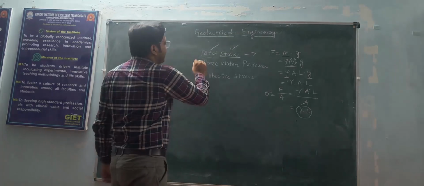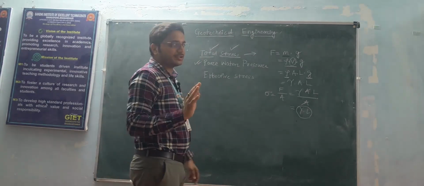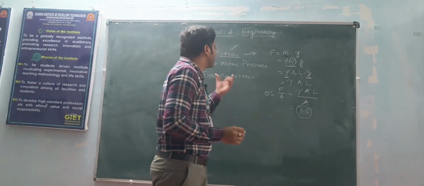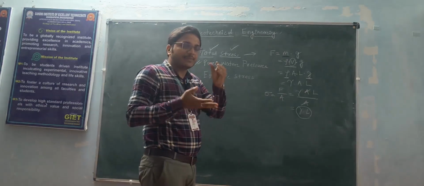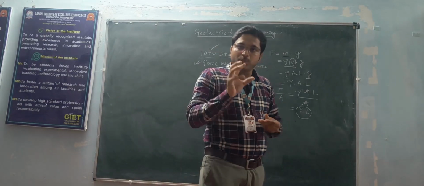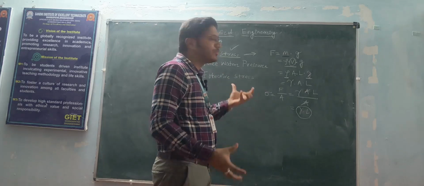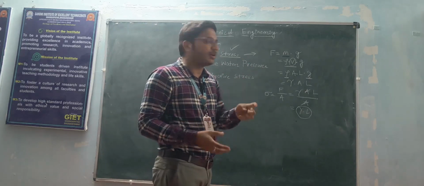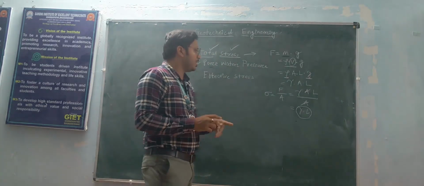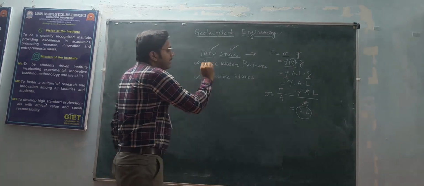After that, second will be pore water pressure. Pore water pressure means when the soil is present, there will be some pores, and when water is inside the soil, it exerts pressure on the soil, that is called pore water pressure. Then comes effective stress.